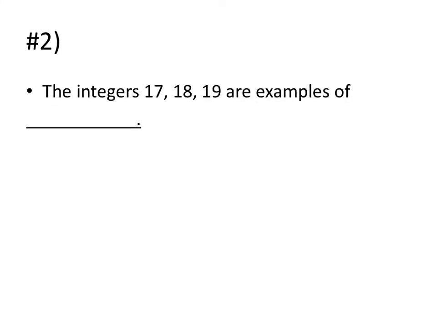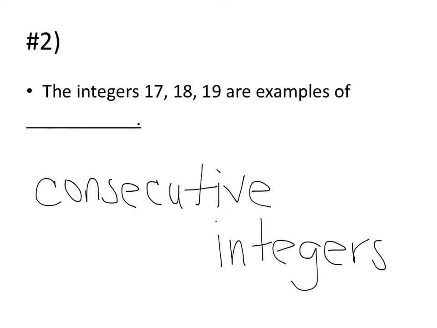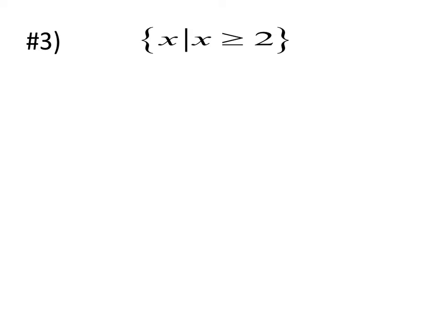The integers 17, 18, 19 are examples of consecutive integers. Consecutive integers, like in a row.